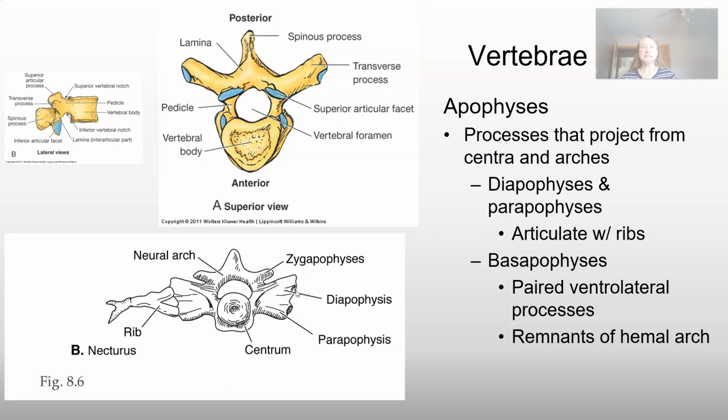The basapophyses are paired ventrolateral processes, and they're remnants of the hemal arch. So down in here, if you have them. A lot of times we don't see those depending on the organism we're looking at. So here, this is a Necturus vertebrae. And here again, we can see the centrum, vertebral body. We can see this neural arch. We have zygapophyses that we'll talk about later, and here are the diapophyses. So these are the articulation points with the ribs.